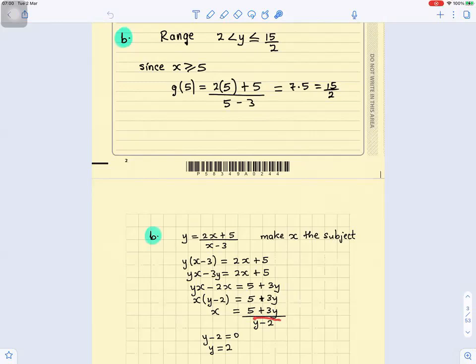And you want the denominator, the value that will make it 0. So if y minus 2 equals 0, y equals 2. And that is how we get that 2 there and that 15 over 2.